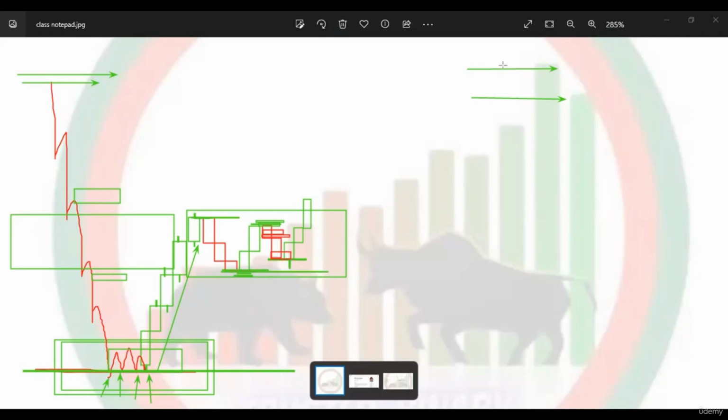The breakout did not happen. What happened? Buyers entered. Why buyers? Because of this sideways market, the sellers came near this buyers' area. That's why after rejection, buyers may enter the market. Okay, buyers entered the market.